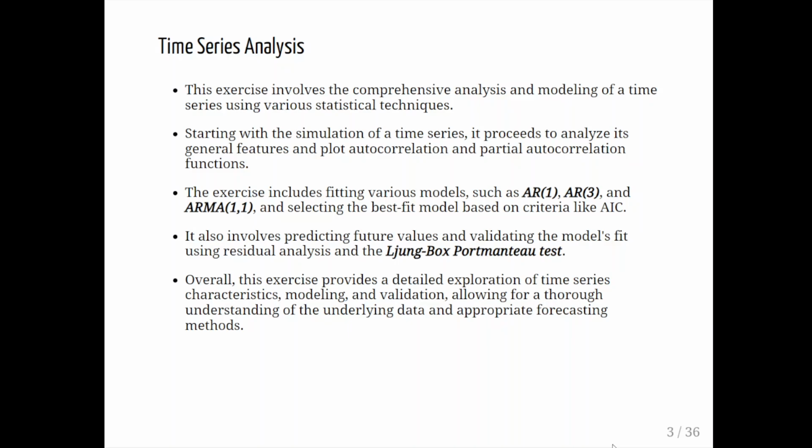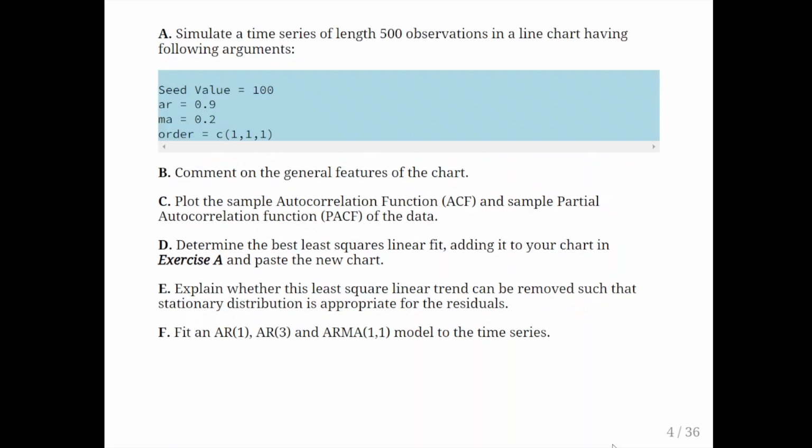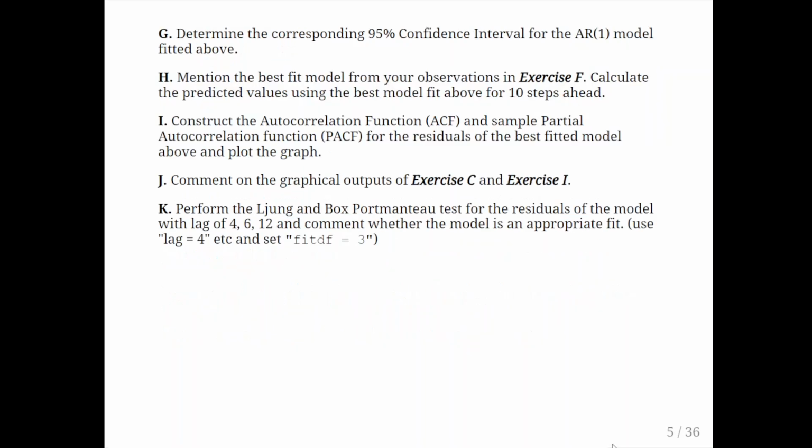So essentially what we're going to do now is carry out a residual analysis and look at this Ljung-Box Portmanteau test. Okay, so we've done all of these exercises A to F. We're going to pick up on F again, and we're going to carry out these analyses here. So G, determine the corresponding 95% confidence interval for the AR1 model fitted above. That's an F, so that's why we're picking up on F. Mention the best fit model from your observation in exercise F.